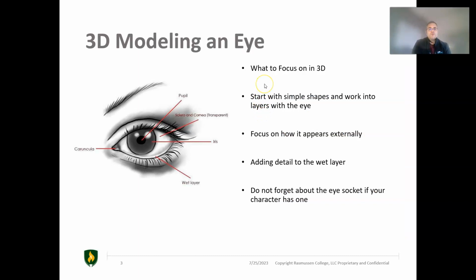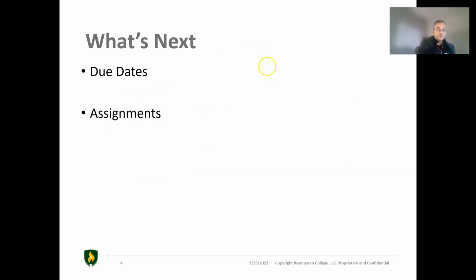When we're 3D modeling an eye, what we really need to focus on is to start with simple shapes and work into the layers. Focus on how it appears externally, and don't worry about the back part of it. You just want to showcase the front side. Adding detail is really important too, especially different colors and a wet layer to make the eye stand out a little more. And don't forget about the eye socket if your character has one. Unless your eyes just pop out, then you don't have to worry about a socket. But if it's in the head, then it needs a socket, and that's something to keep in mind.